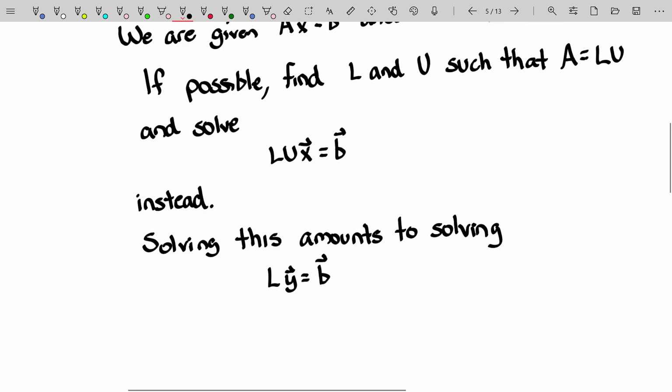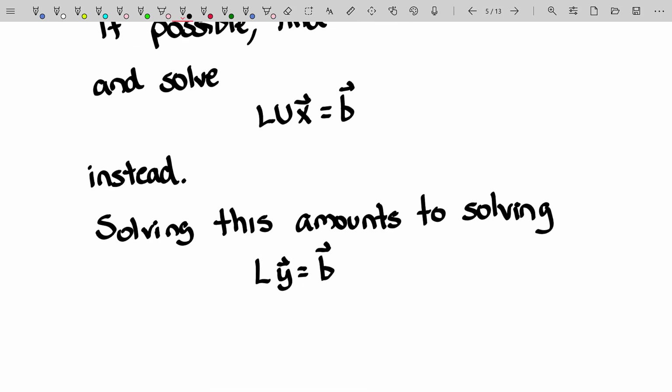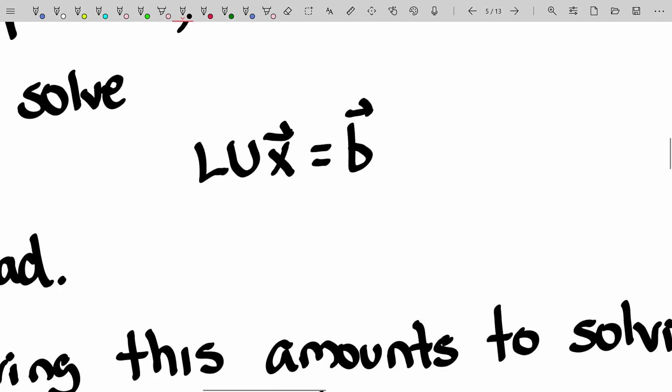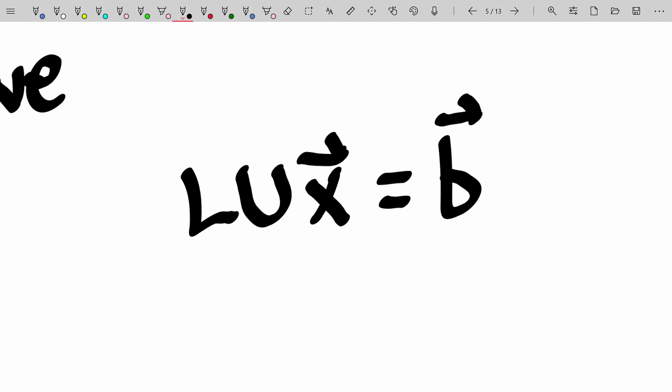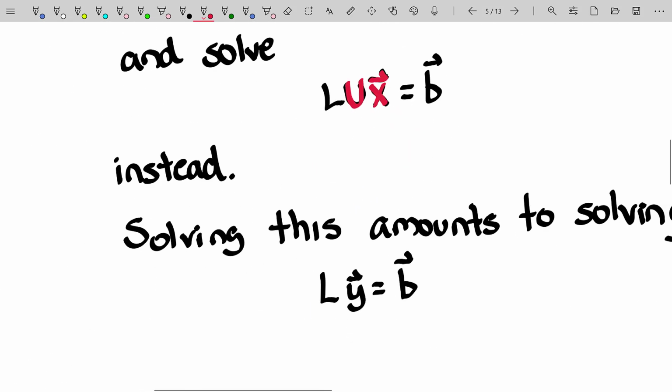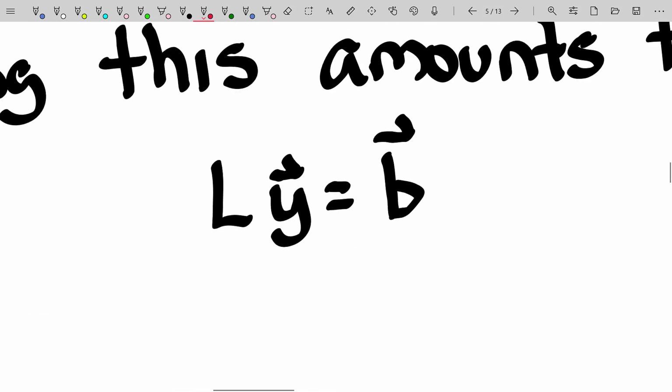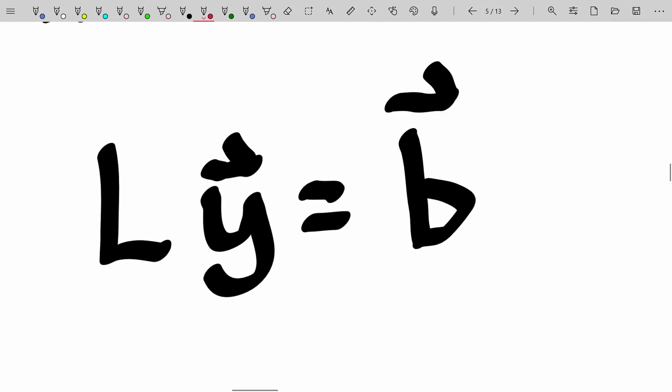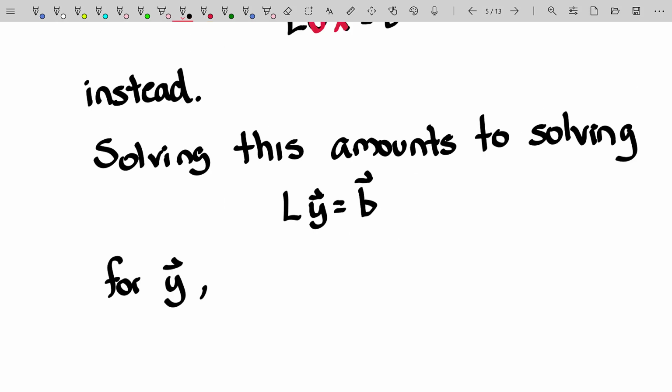How we do so is first we solve L times some vector y is equal to b. Now let me just show something here. Right now we have LUx = b. Remember, Ux is just a vector. We don't know what x is, but Ux is definitely a vector. So really, if we consider it that it's just L times a vector is equal to b, we can solve this equation to find out what y is. But the whole point is not to find y, it's to find x.